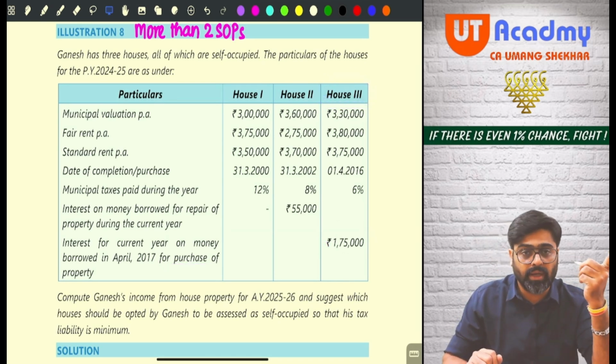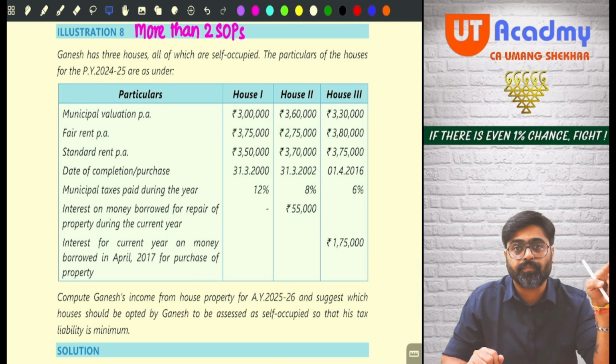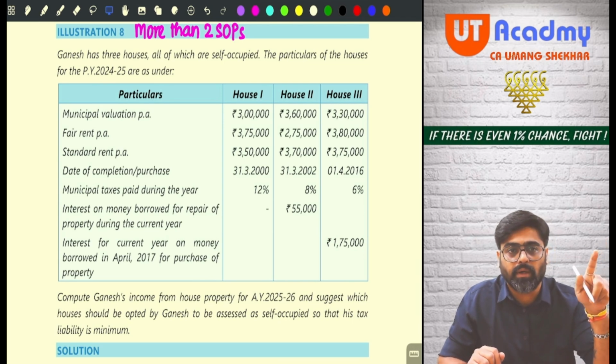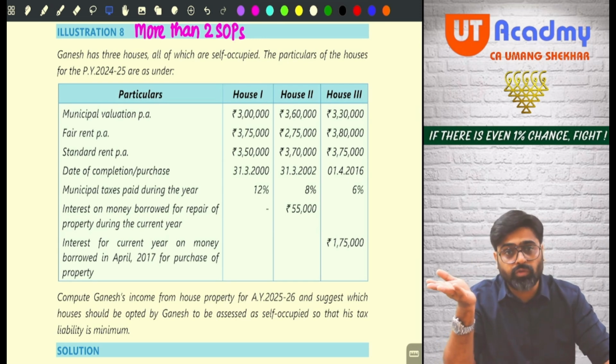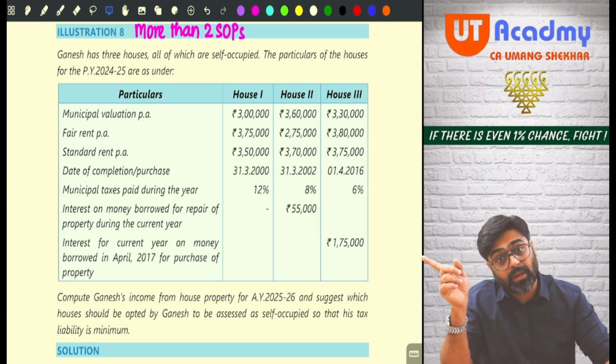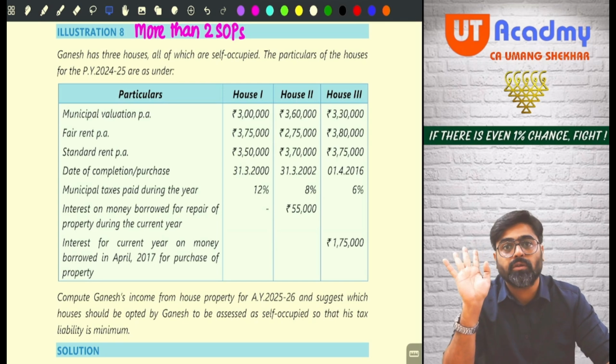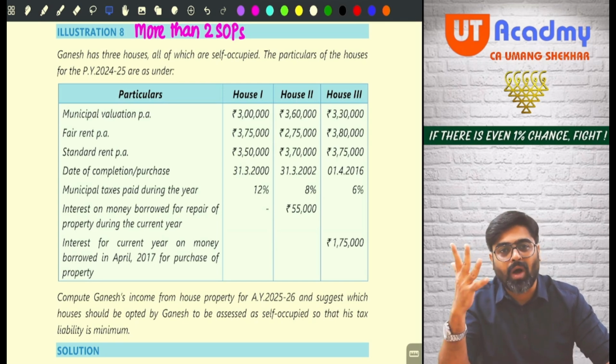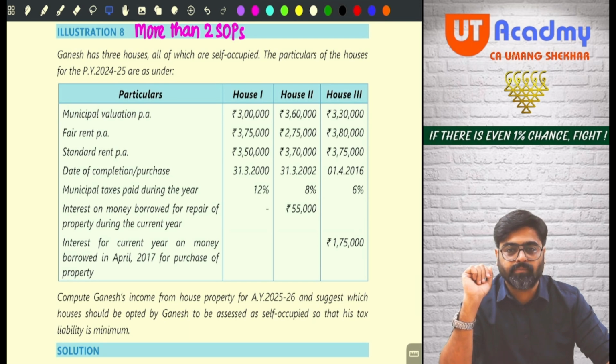So house 3 loan is a purchase loan. On that, interest is 75,000. Everyone understanding? And house 2 loan is repairs loan. On that, the interest is 55,000. There is no housing loan for property 1. Getting my point, everyone? Sure? Now pay attention.